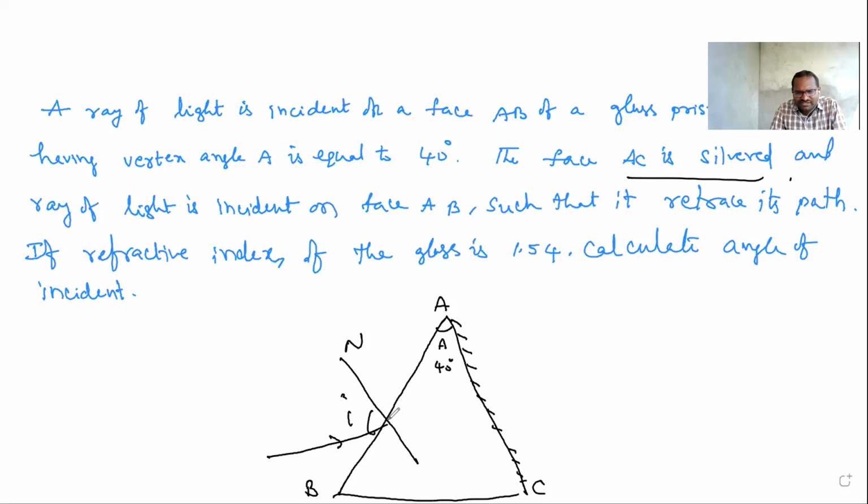So after reflection, what happened? It will go like this. After incident here, again it is reflecting back because it is retracing its path like this. Then what is this angle? Question mark. What is the angle of incidence? Here they have given the refractive index of this one as 1.54. Yes, this is your question.